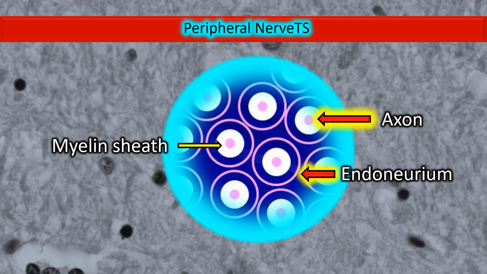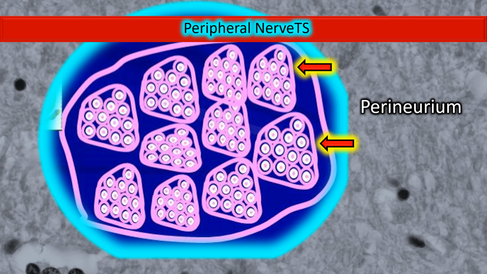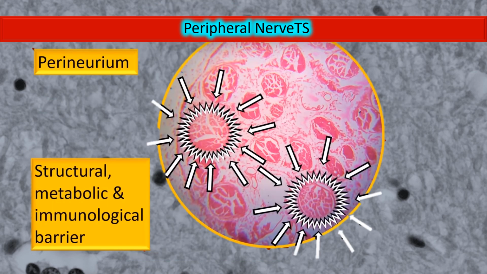Then all these fascicles, each fascicle, I would say, has a perineural wrap. That is, once again, a connective tissue wrap. But then this perineural wrap is something very special and very unique to the nervous system. We will examine that now. Now you see, this is the perineurium. I have shown it on the actual H&E preparation slides. It is the structural, metabolic, and the immunological barrier for the peripheral nervous system.